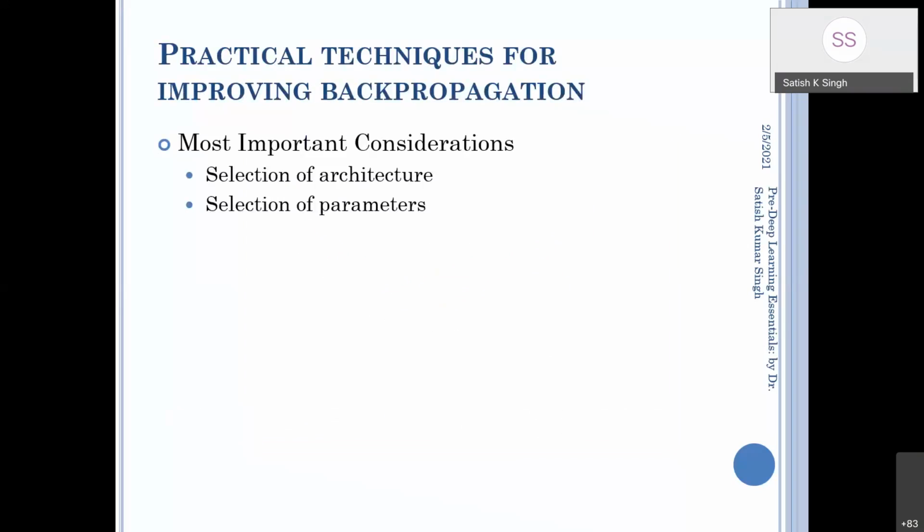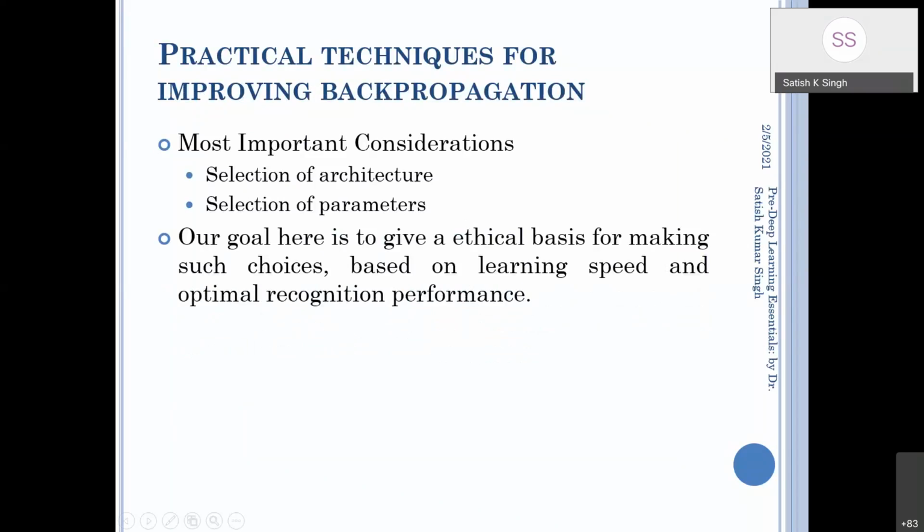So for practical techniques for improving backpropagation, the most important consideration is the selection of architecture and the selection of parameters. Our goal here is to give a principled basis for making such choices based on learning speed and optimal recognition performance. How quickly it will learn is one thing, and what the accuracy is is another thing. Those things are being considered basically.